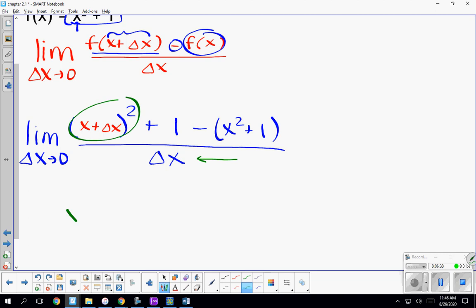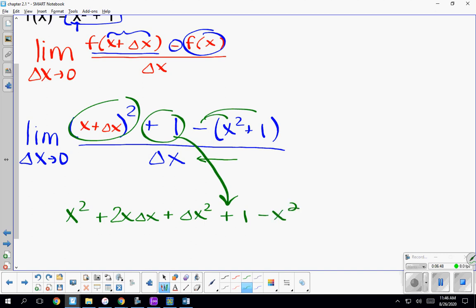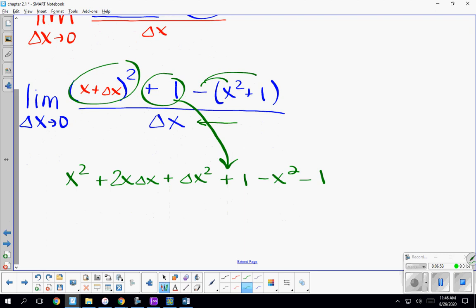So we can FOIL. If we use the square of a binomial pattern, we can take a little shortcut. And that's just a pattern. If you FOIL, you'll get the same thing. So I carried down my plus 1, and now I'm going to distribute this guy. Okay, and I'm just going to keep working in the numerator here. So I have x squared minus x squared cancels. 1 minus 1 cancels. And I'm left with these guys.